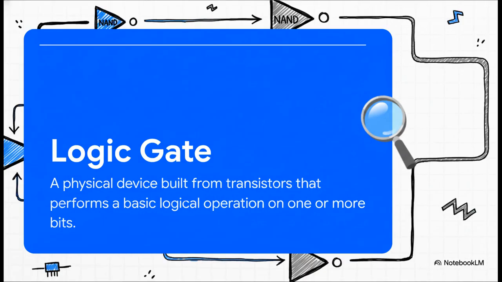Okay, so if bits are kind of like the letters of this digital language, then you can think of logic gates as the verbs. They're the actual physical devices that take these bits as inputs, they do something with them, and then they spit out a new bit as an output. They're what bring the abstract idea of ones and zeros to life.